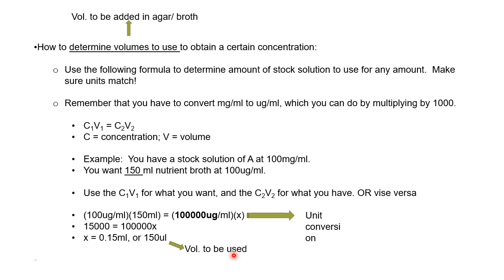Like, say you will now add 150 microliters of this stock to 150 ml of your nutrient broth. Okay, and by adding that and mixing that, you will get 150 ml of nutrient broth at the concentration of 100 micrograms per ml. Okay, so this was for 150 ml of nutrient broth.